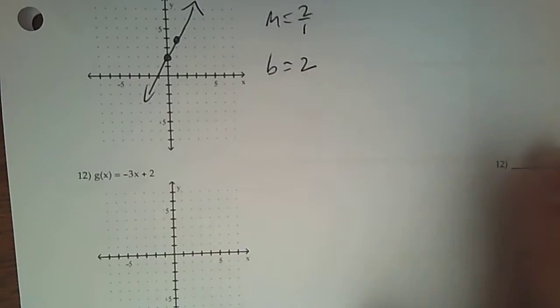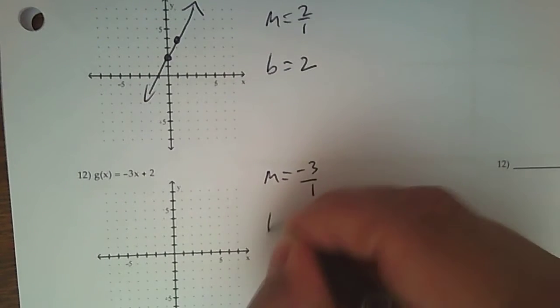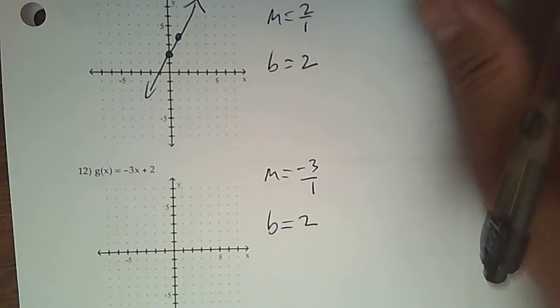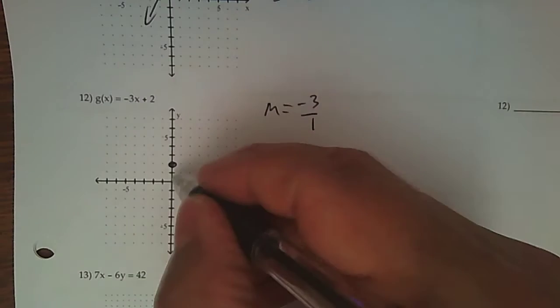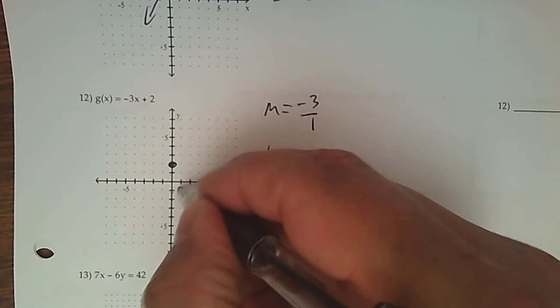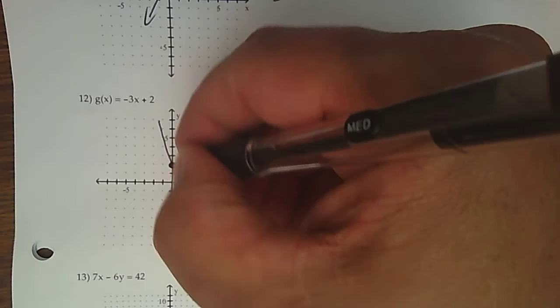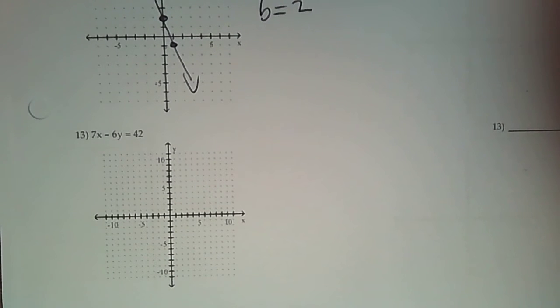Again, number 12, negative 3x plus 2. The slope is negative 3. Write it as a fraction. The y-intercept is 2. And then when we graph this, you start at positive 2 and then go down 3. And then to the right 1, and then draw your line. Now 13 is not in the same form.